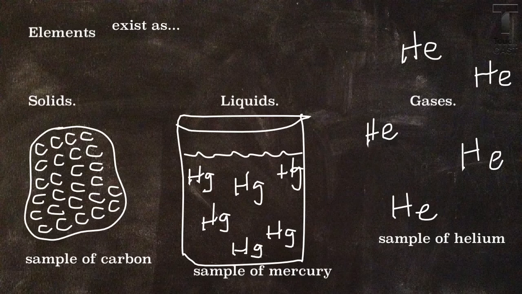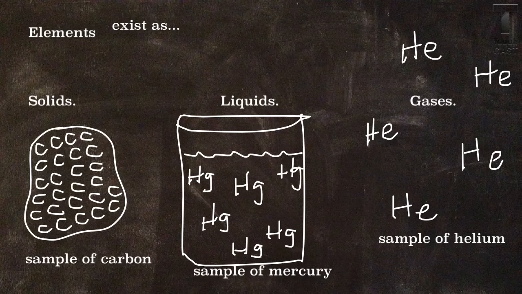Then we come to gases. Now with gases, the particles or the atoms are spread even further apart, and they're typically moving pretty quickly. So this is a sample of helium. Helium is a gas. It exists in nature. It's part of our atmosphere. And the chemical symbol is capital H, lowercase e.